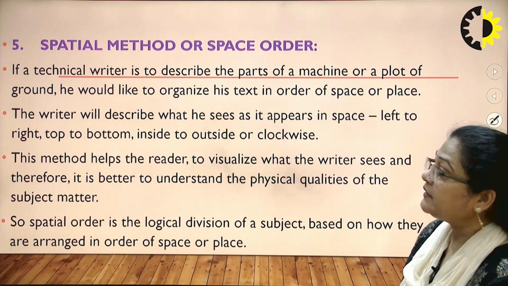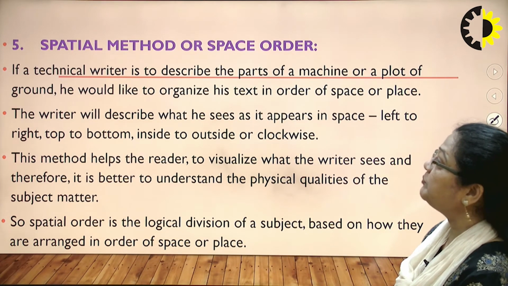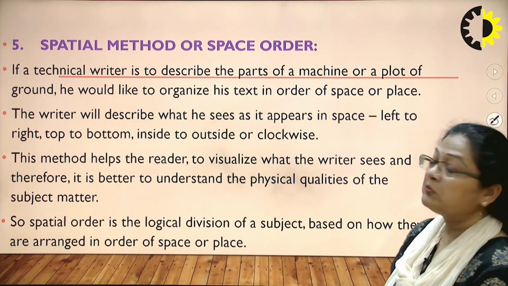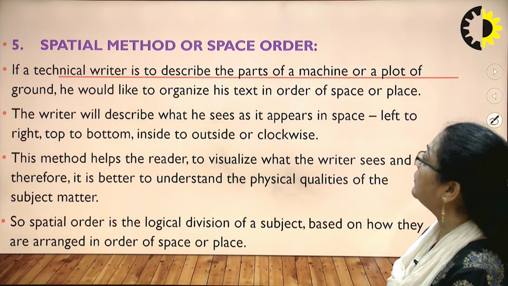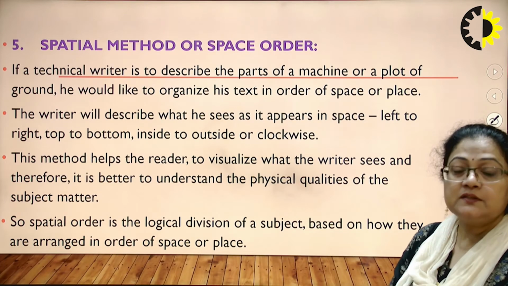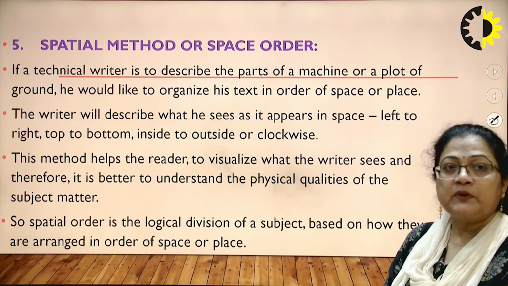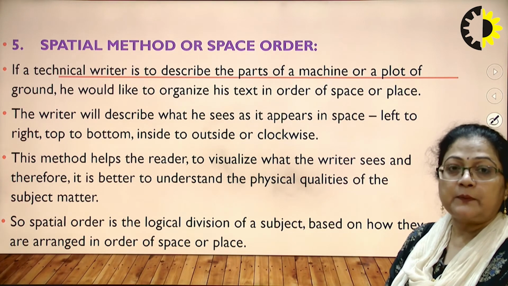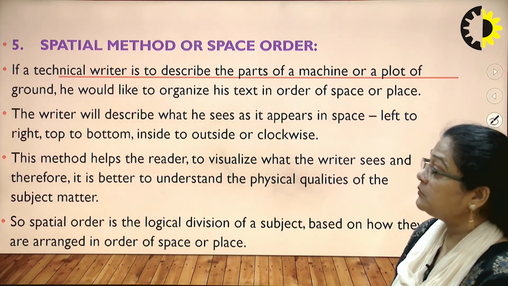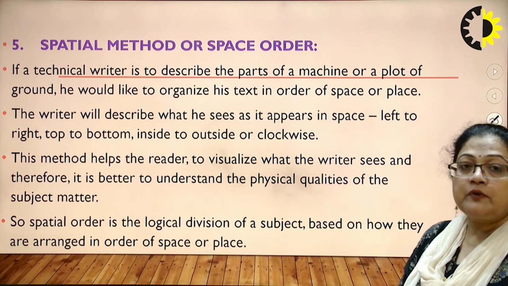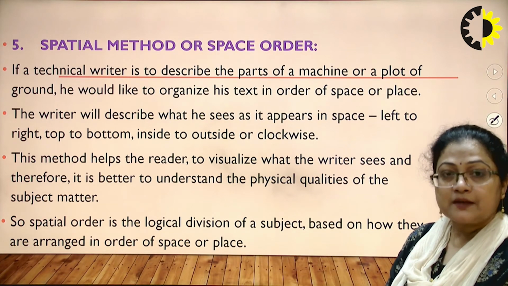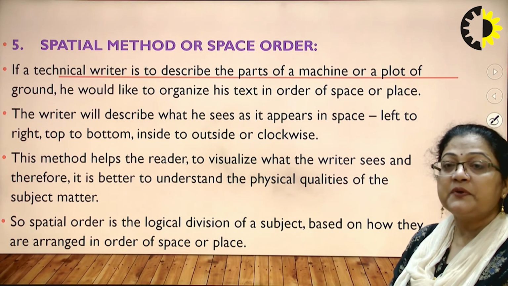So, if a technical writer has to describe the parts of a machine or a plot of a ground, okay, he would like to organize the text in the order of space or place, means how does it appear from right to left, from left to right, upside down. Okay. So, the writer will describe what he sees. So, it is a kind of visual description, means how a thing appears in space.